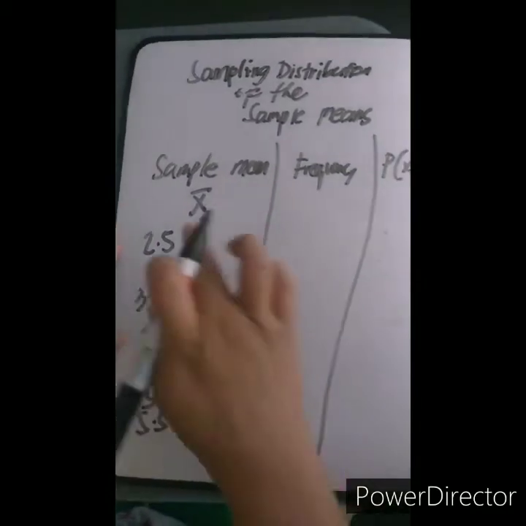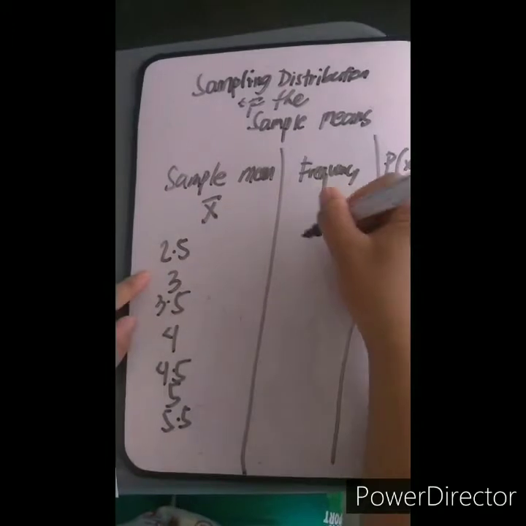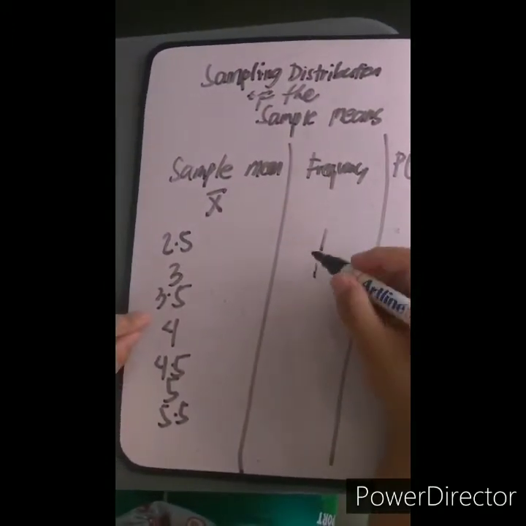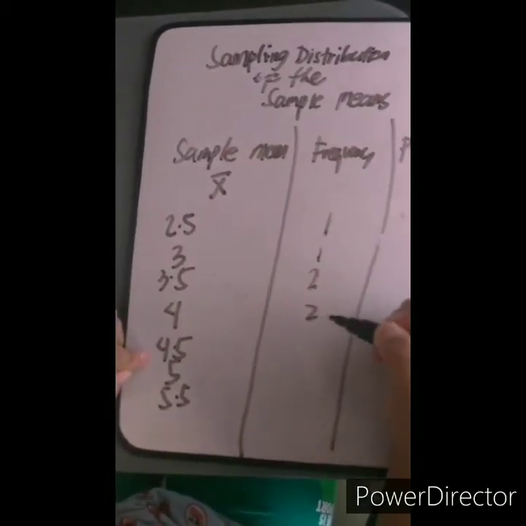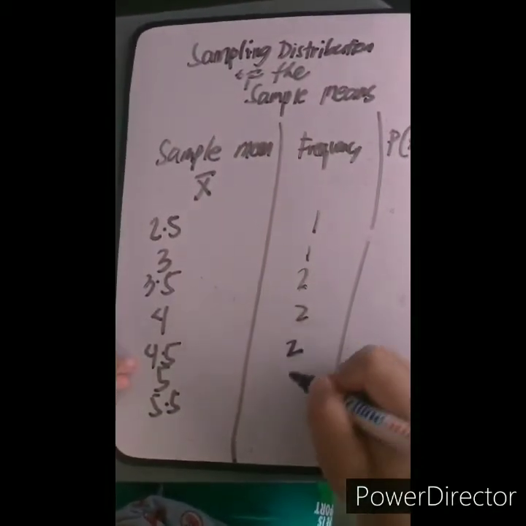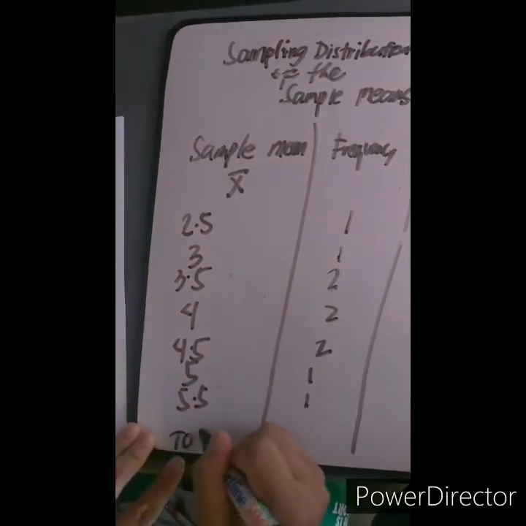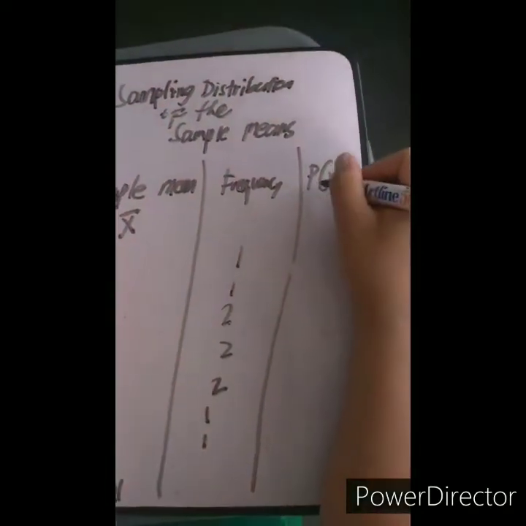Now, how many times did you have a sample mean of 2.5? It's only 1. For 3, it's only 1 also. For 3.5, you have 2. For 4, we have 2. For 4.5, we have 2. And then we have 1, 1. So we have here the total. Now, P of x. So P of x is the probability of x.